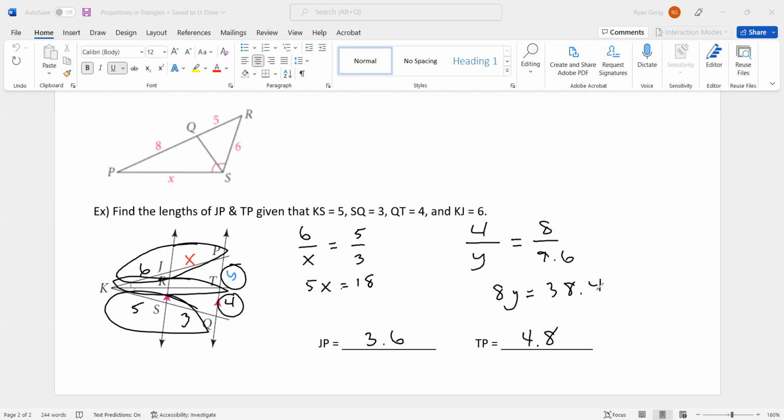And so that's the triangle angle bisector and side splitter theorems. Got one lesson left in this unit, and then we'll be done.